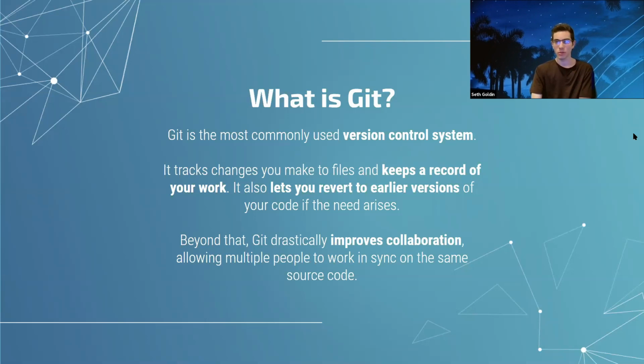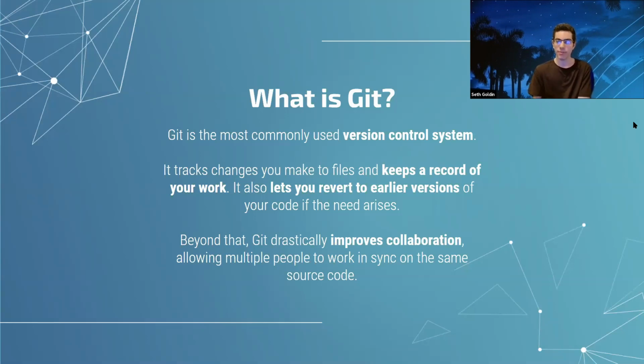So, what is Git? It is what this presentation is all about. Git is the most commonly used version control system. A version control system is any system that allows you to understand the history of a file and how it has progressed. Kind of like Google Docs revision history.